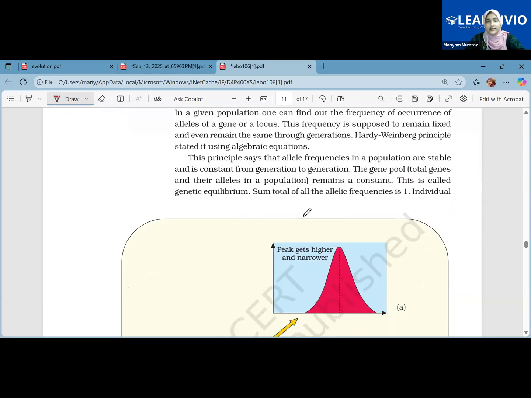This principle says that the allele frequencies in a population are stable and constant from one generation to another generation. The gene pool, meaning the total genes that are there or their alleles, like tall, dwarf, round, wrinkled, anything, they are constant. It's not going to change. This is called genetic equilibrium. According to Hardy-Weinberg, the sum total of all the allelic frequencies is 1, which is a constant value.